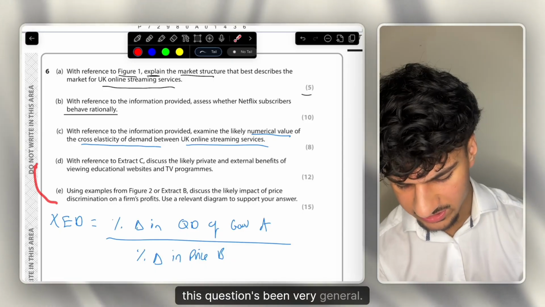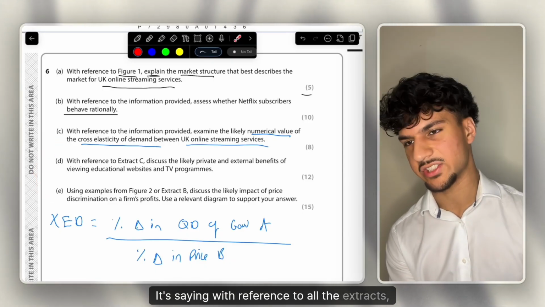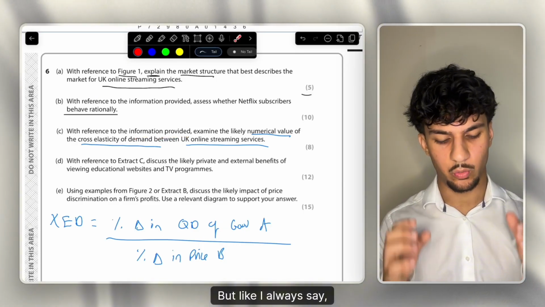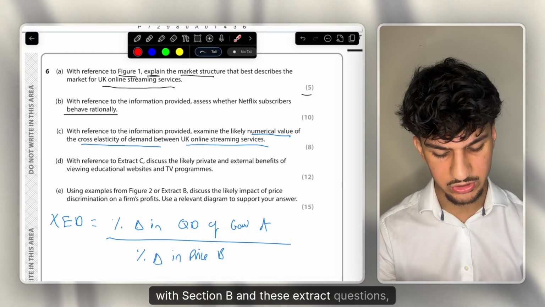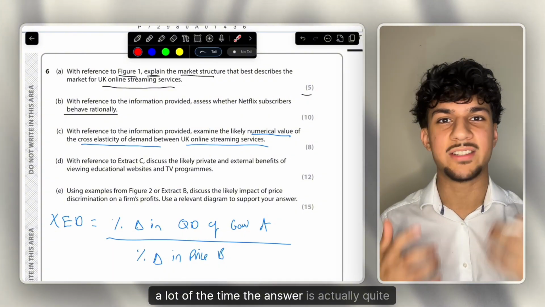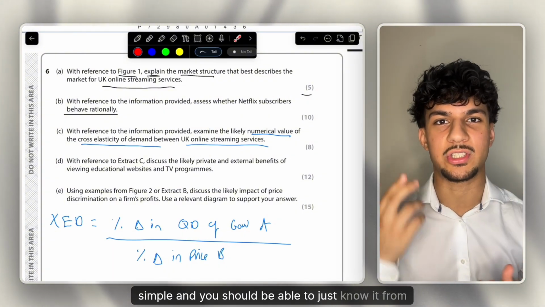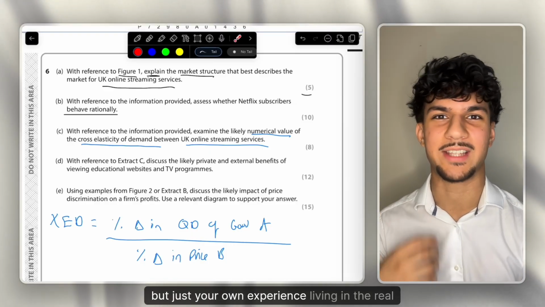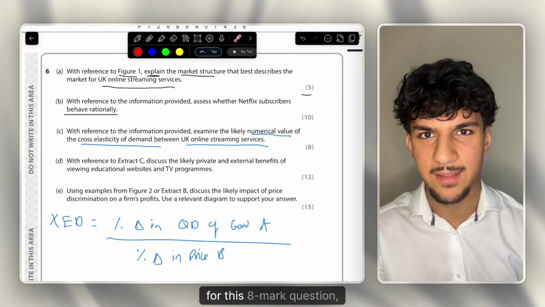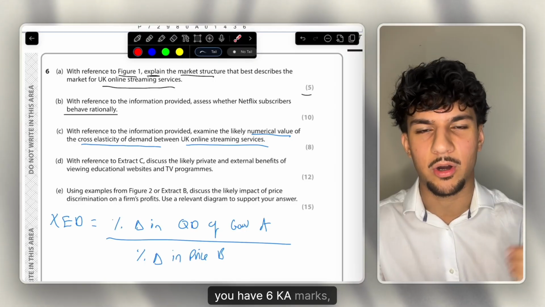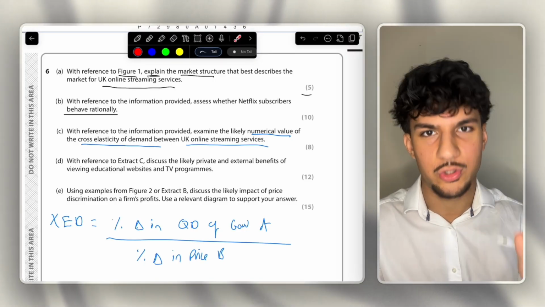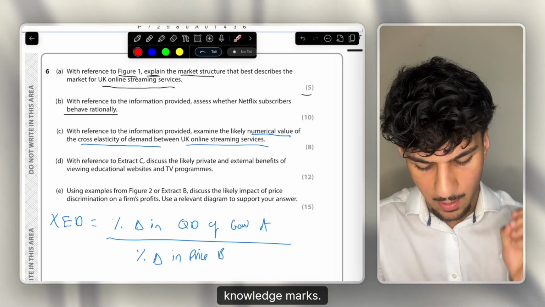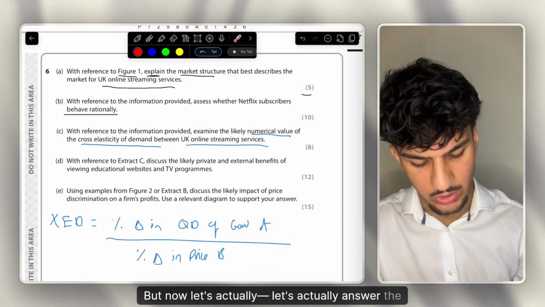Now, this question's been very general. It's saying with reference to all the extracts, basically. So with reference to the information provided. But like I always say, with section B and these extract questions, a lot of the time the answer is actually quite simple, and you should be able to just know it from your own knowledge, maybe from your own economics theory, but just your own experience living in the real world. And if you recall for this 8 mark question, you have 6 KAA marks, or 2 knowledge, 2 application, 2 analysis, and then you have 2 evaluation marks. So that will pick you up at least one of the knowledge marks. But now let's actually answer the question.